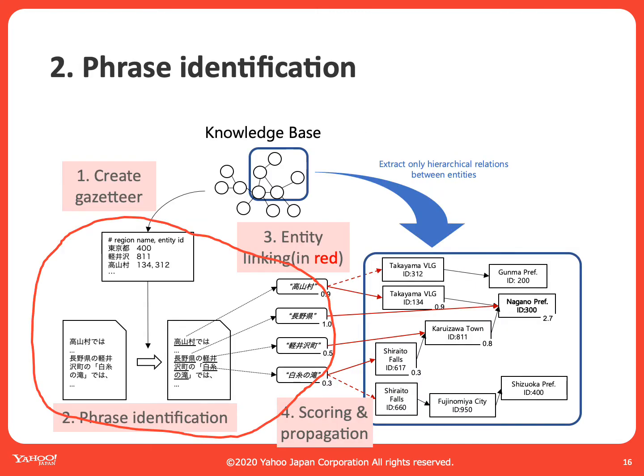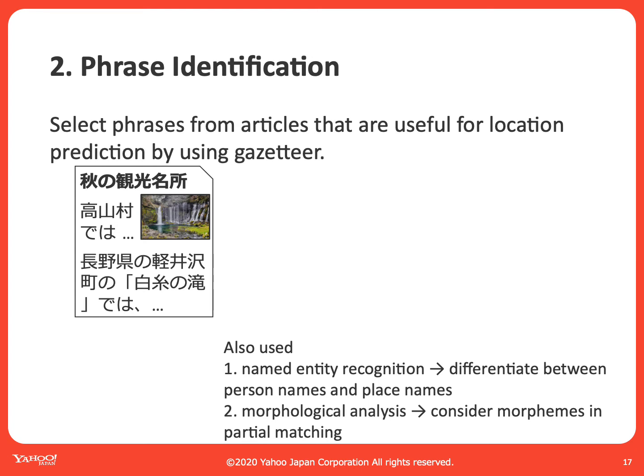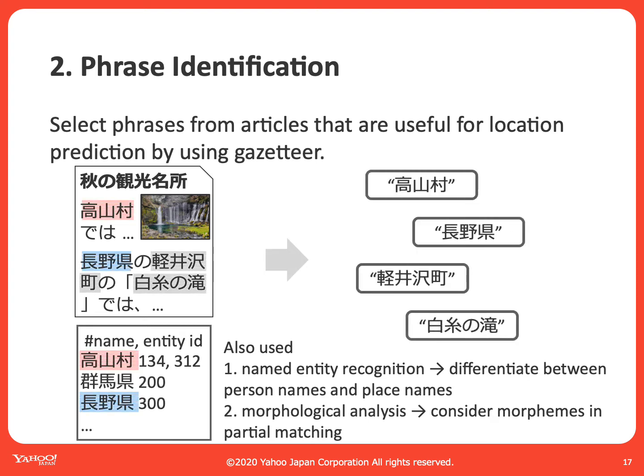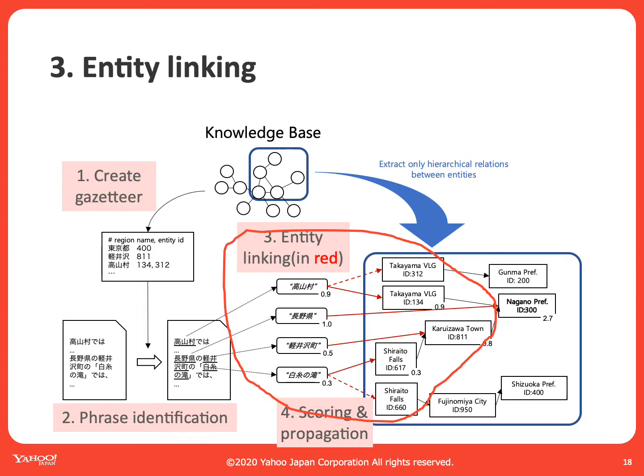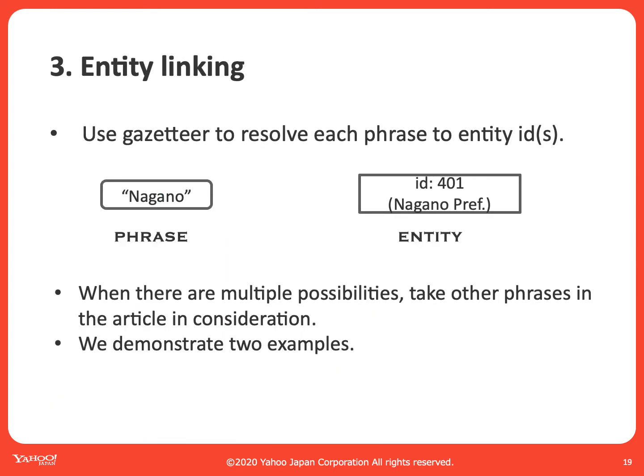In the second step, we select phrases that are useful for location prediction from news article text using the gazetteer. We also used named entity recognition tool to differentiate between person names and place names, and morphological analysis when looking for partial matches in text and gazetteer entries. In the third step, entity linking, we used gazetteer to resolve each phrase to entity ID. In this presentation, rounded squares represent phrases, and ordinary rectangles represent entities contained in the KB. When there are multiple possibilities, we take other phrases in the article in consideration.